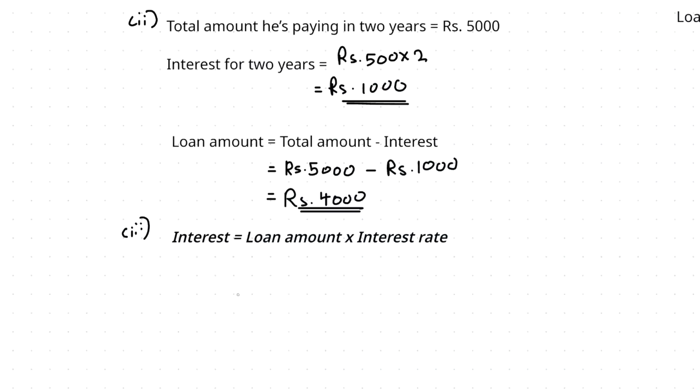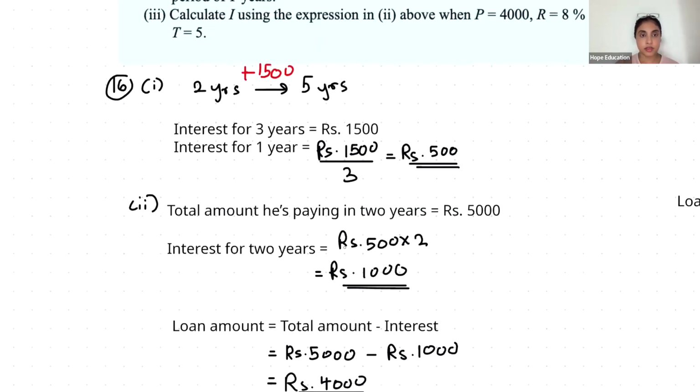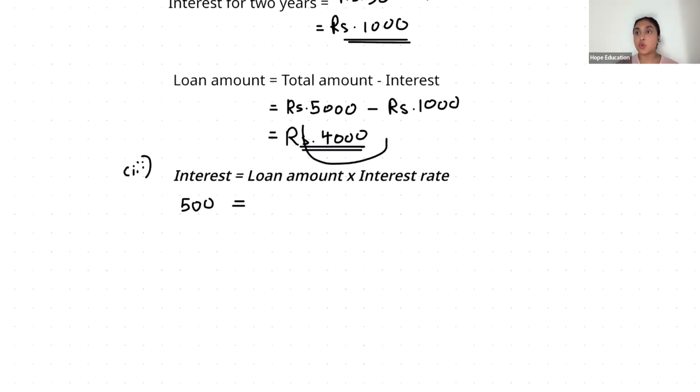Yes, teacher. How much? 500. Interest for a year, we already found in Roman number 1, that is 500. Correct. I will not put units here, but in the final answer, I will put the unit. Now, what is the loan amount? We already found it here also, Roman number 2, right? That's 4,000.